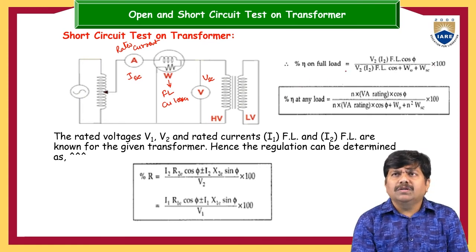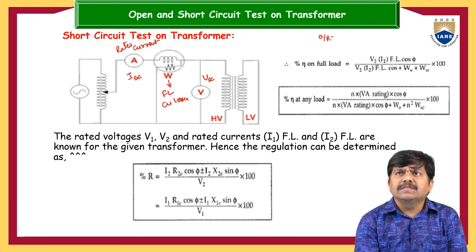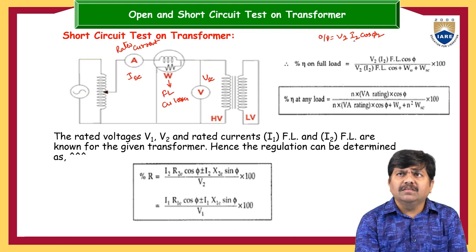Full load means V2 into I2, that is how much output power. The output power of the transformer is nothing but the secondary voltage into current into power factor. Under full load condition, the voltage is more or less constant. Now I2 will change based on the loading condition, how much percentage of the load we are applying. So based on this I2 we have to calculate: I2 full load into cos φ divided by the input.